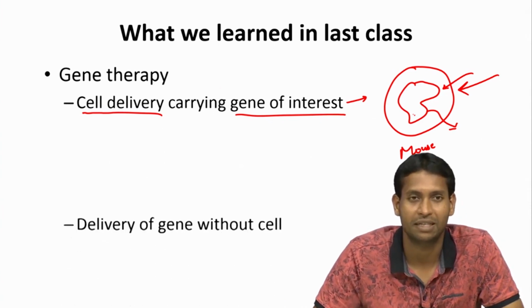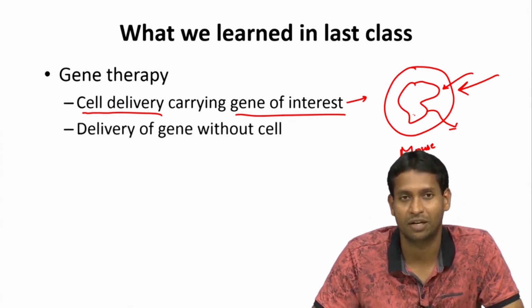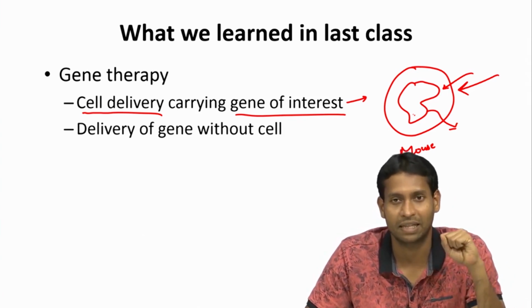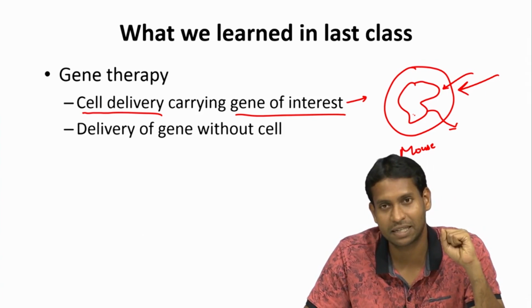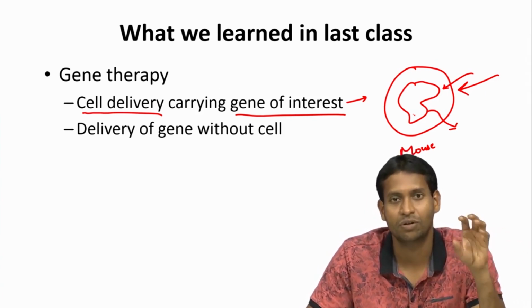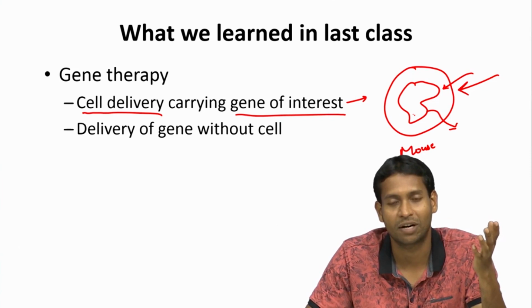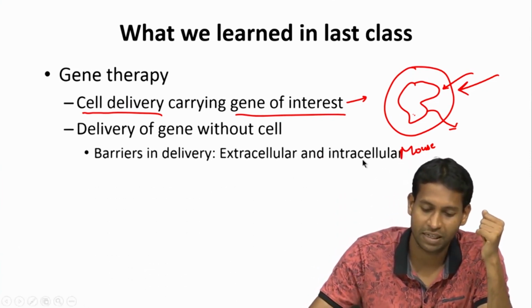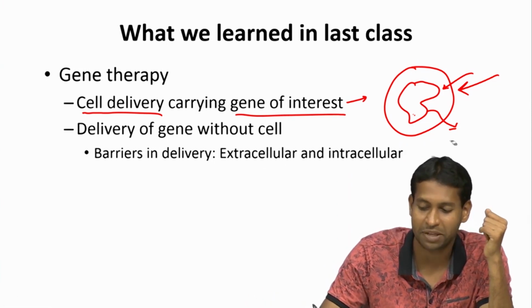That is where the second strategy comes in. Let us not use non-autologous cells, meaning any cell that is not from your own body; let us use the cells that are in your own body. So, why can't we just deliver the gene, and hopefully the gene will go to the cell that you want it to express in, and that way the immune system will not attack the cell as much. In that regard, we discussed several barriers that are present.